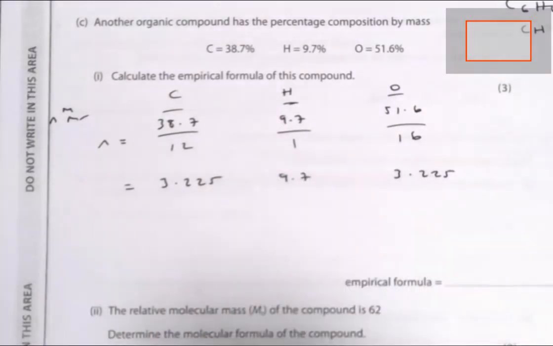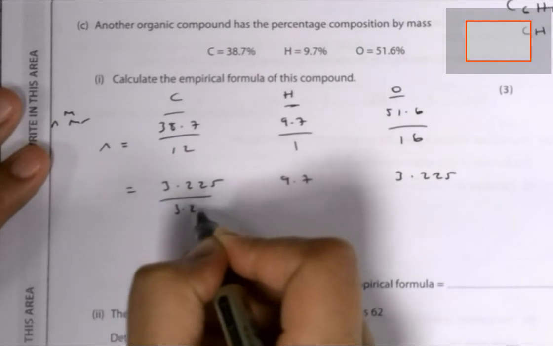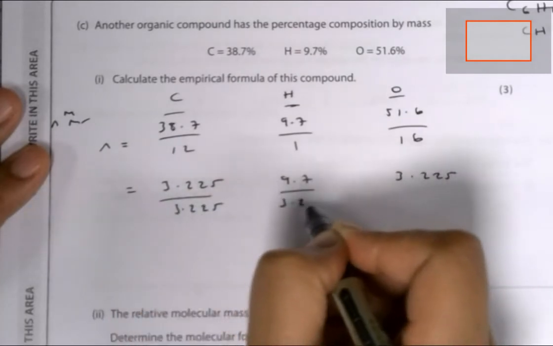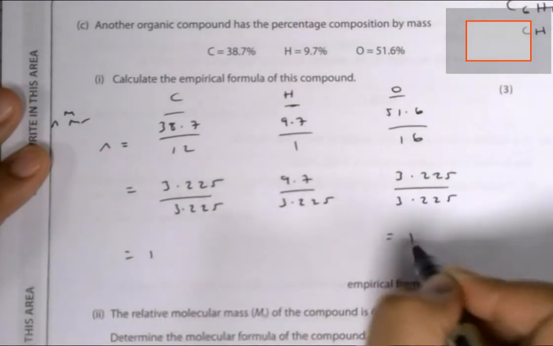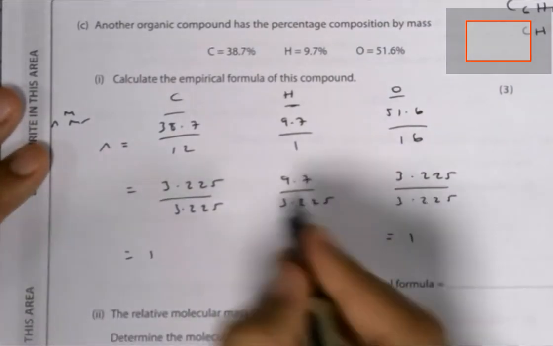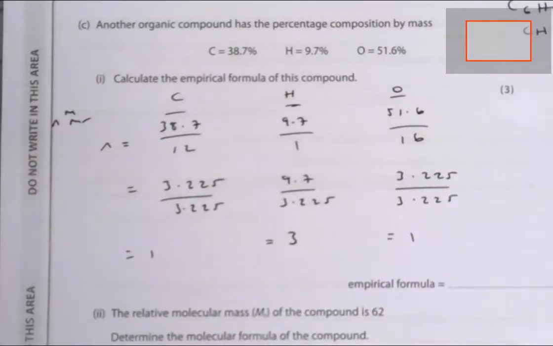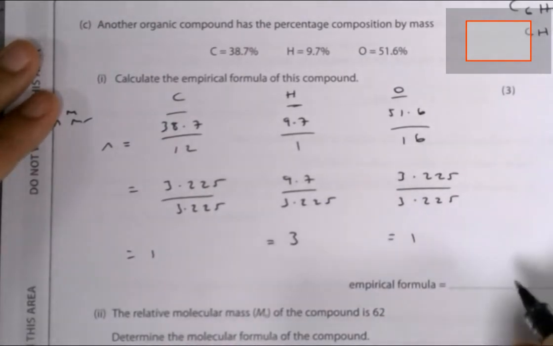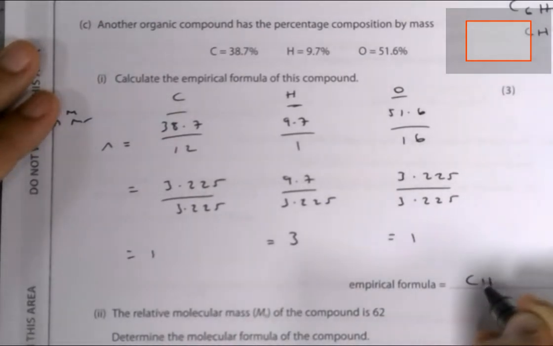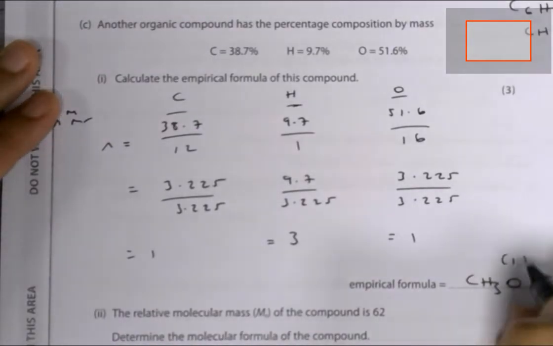And now to work out what the actual ratio is of each of these, I need to divide by the smallest number, which is 3.225. So these ones are nice and easy. They come out at 1. But when I do this calculation for this one, it comes out at about 3. So what is really, really crucial is that you do actually write your final empirical formula, which is this down here. So you do get a mark for actually writing that.